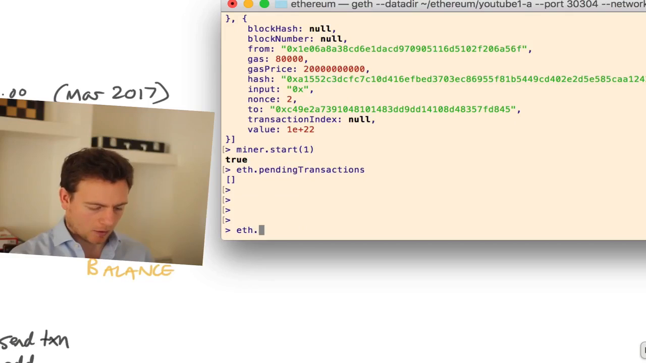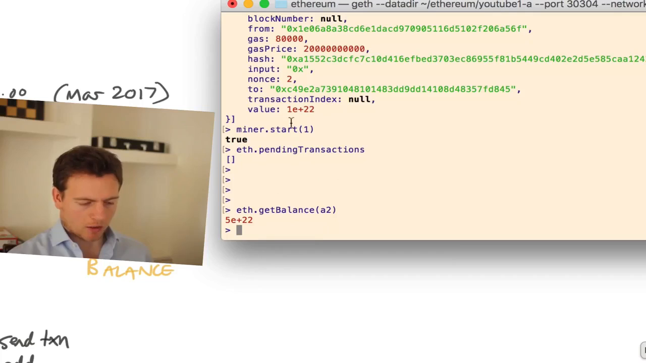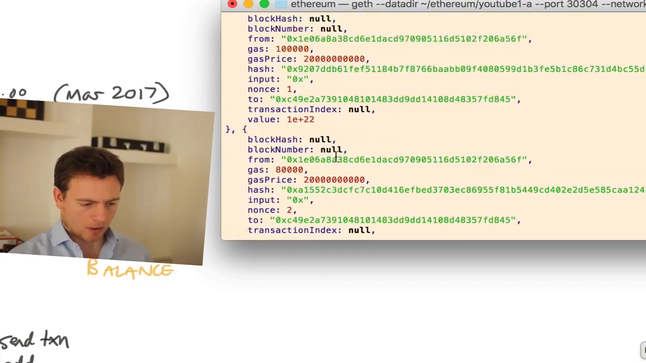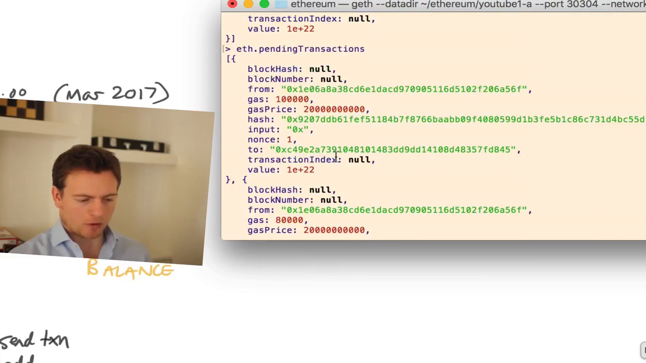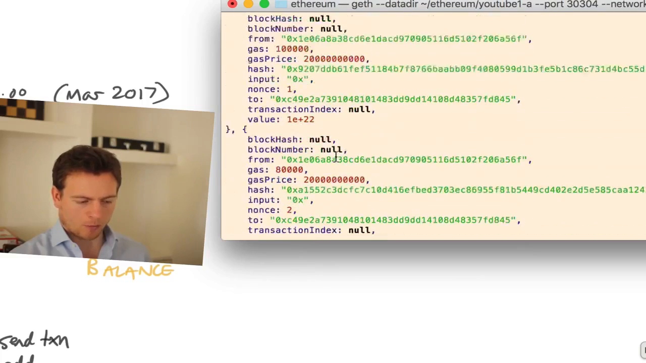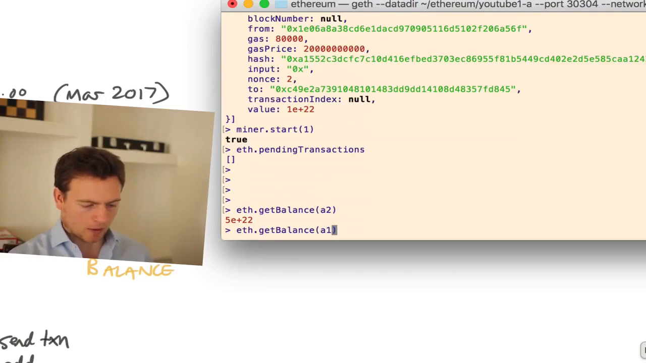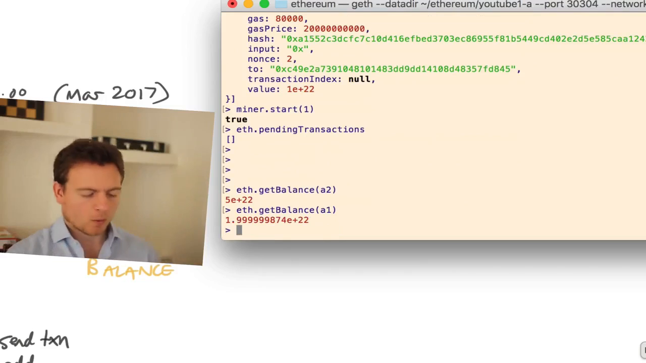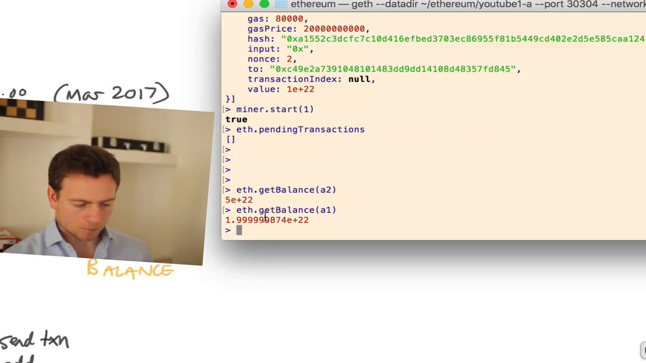So now if we do eth.getBalance and we do A2, we've transferred 5 times 10 to the 22 ether, right? Because we sent 5 different transactions from A1, and if we do A1.getBalance, so here's the interesting thing. So we're going to investigate this more in a second, but now, originally there were 7 times 10 to 22 transferred from our mining account. 5 of them are now with our balance A2, and 1.999, effectively 2 times 10 to 22 ether are with A1, right, remaining. So A1 has about a third of what they received remaining, and then the rest they've already given to A2, right?